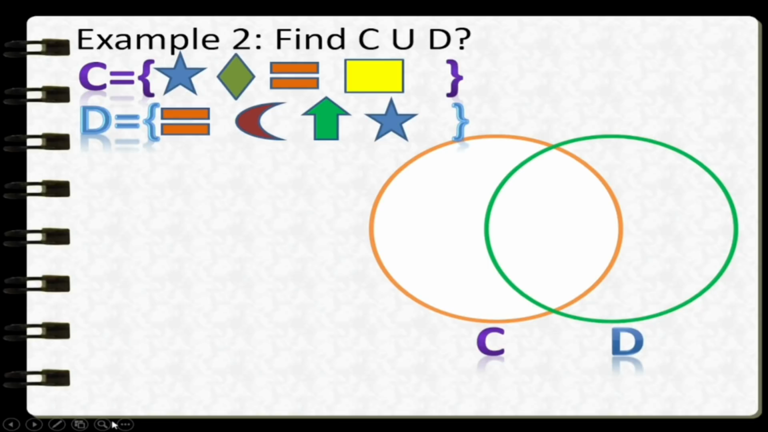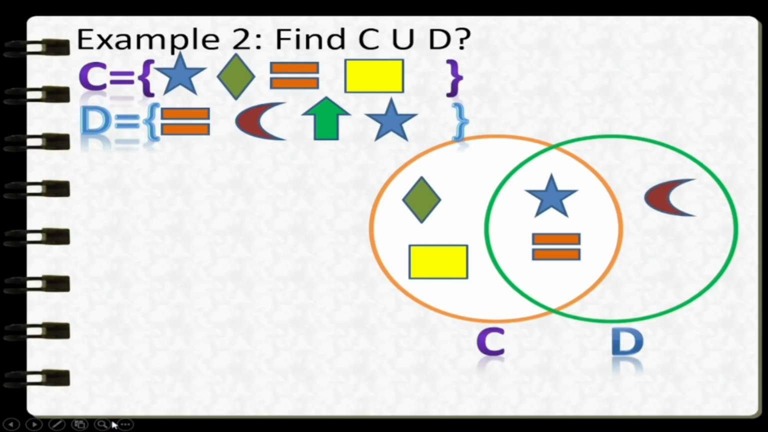For us to answer this, we're going to place it in a Venn diagram. First, we need to write the common elements, and those are the star sign and the equal sign. So these two are common between the two sets. And we will now list the remaining elements in C. So that's the diamond and the rectangle. For set D, we have the crescent moon and the up arrow.